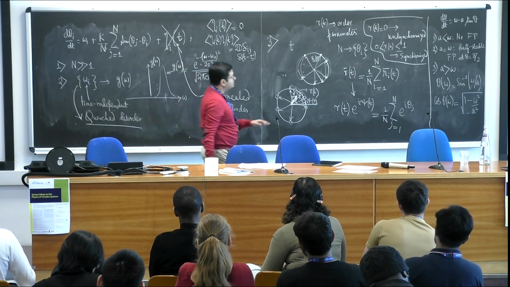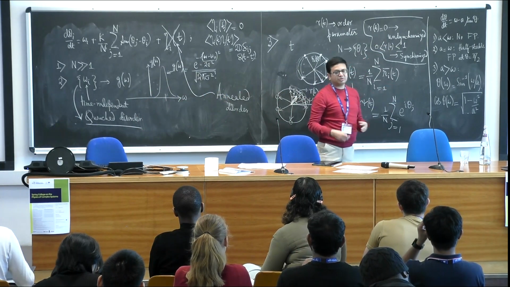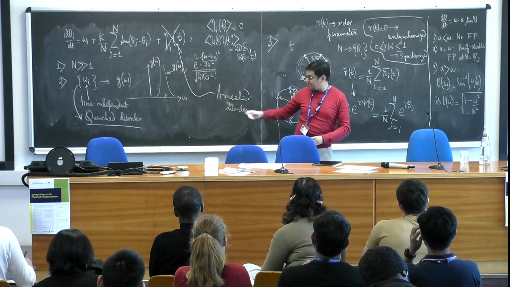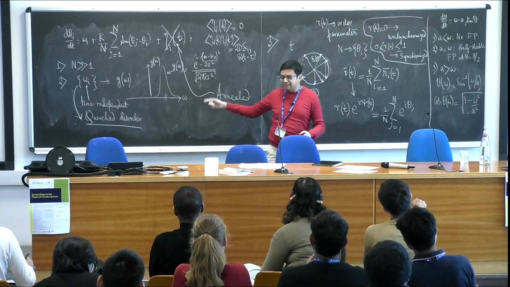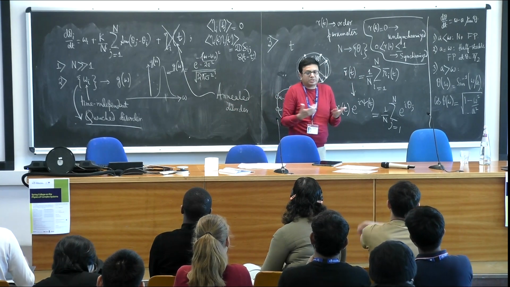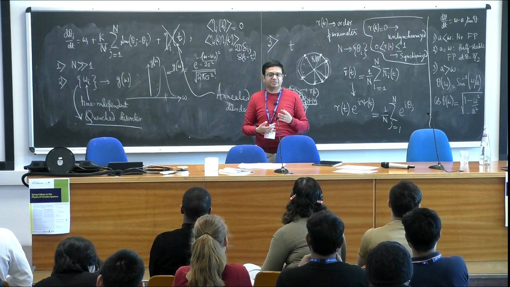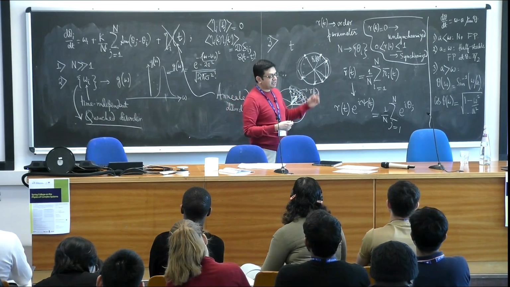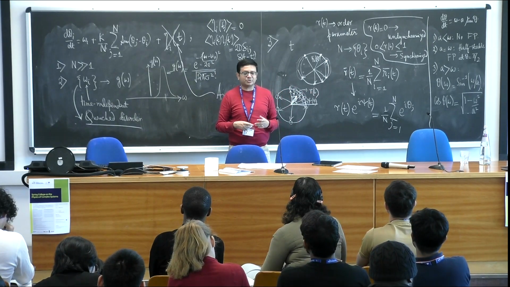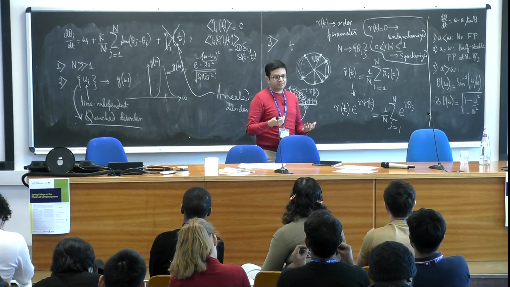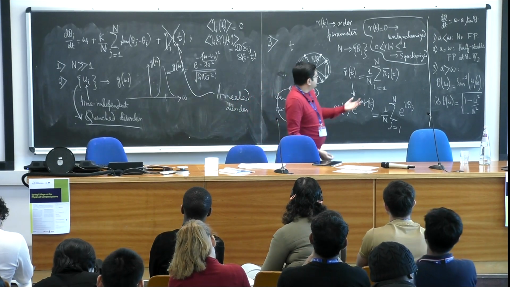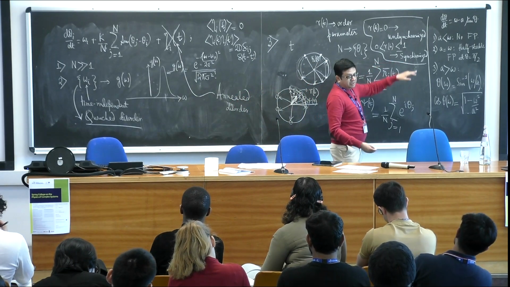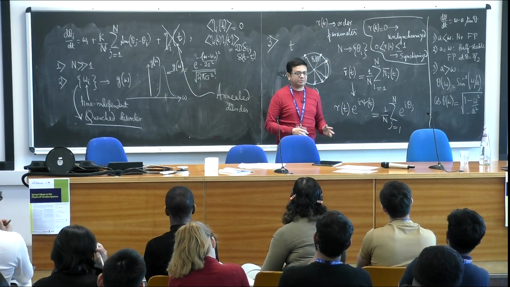So this unsynchronized state is a disordered phase. This disorder has nothing to do with quenched disorder or annealed disorder. It just means that there is no macroscopic order in the system. The oscillators are doing whatever they feel like, they just don't want to be friends with each other. So that's why the system is disordered, and this is ordered because they have decided to go all together.